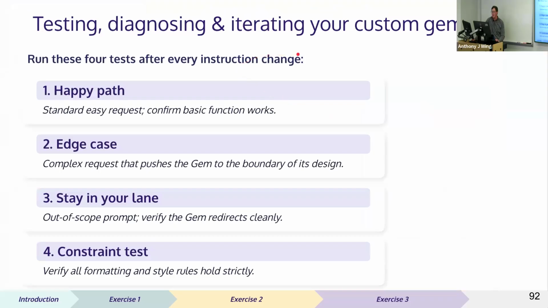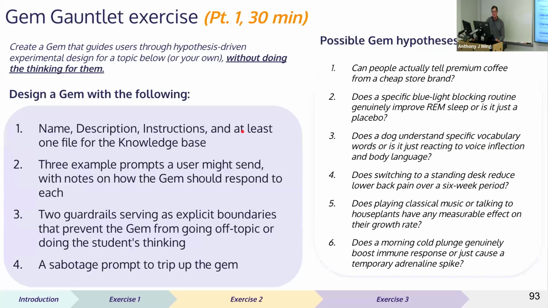Okay. So every time you make one of these gems, you want to test it at every instructional stage or when you make different changes to it. You want to first go down the happy path, which is essentially just a standard easy request. Does it do what you asked it to do? And then you want to give it an edge case, something that's on the outer bounds of what it could do potentially. And then you also want to give it an out of scope prompt to ask it to stay in its lane, essentially making sure that it doesn't go out of what it's designed to do. And then finally, you want a constraint test, and that's just verifying that all of the formatting or the styles or the outputs, how you want it to look, actually works, right? So this is something that you should think about every time you make one of these, just to make sure that it's actually staying on point for you.